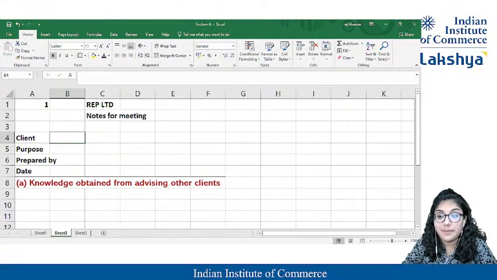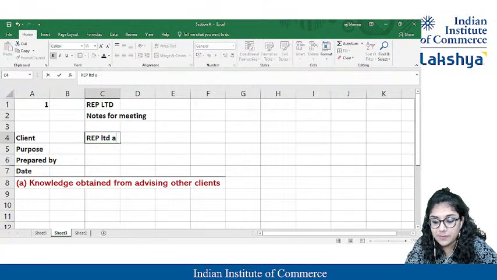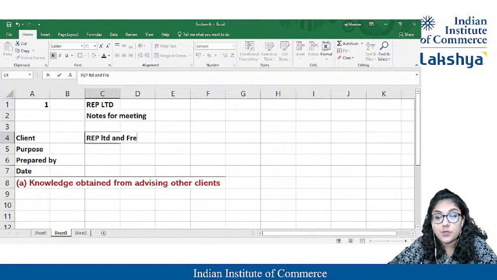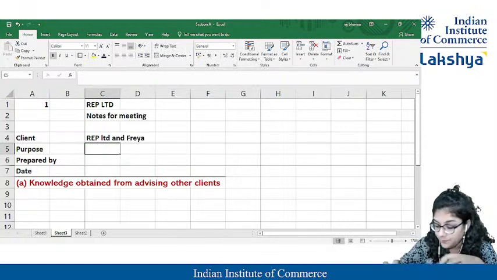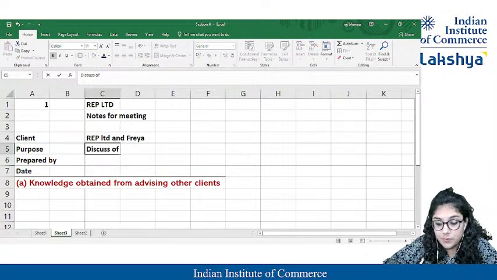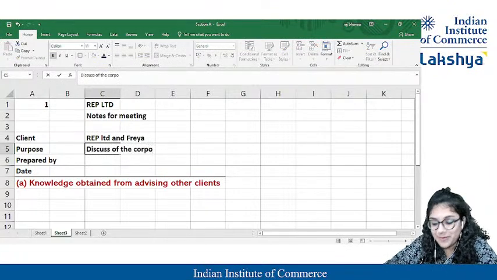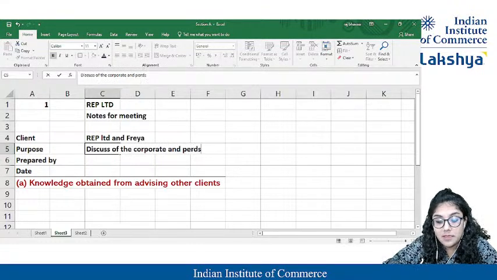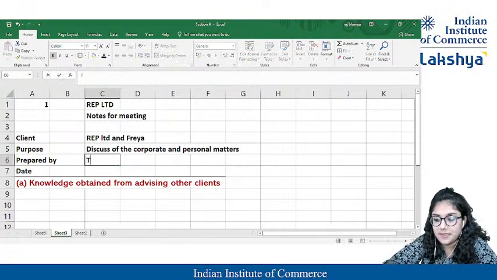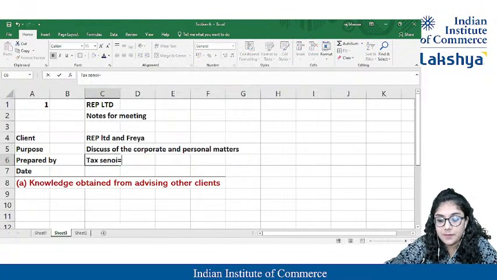So who is my client, guys? My client is Lamar and his wife. So that is basically REP Limited and his wife. What was the name of the wife? It's Freya. To both of them I am supposed to address it. What is the purpose? I want to discuss corporate and personal matters with them. Who prepared it? Maybe we are the tax consultants and the tax seniors, so the tax seniors have prepared it.